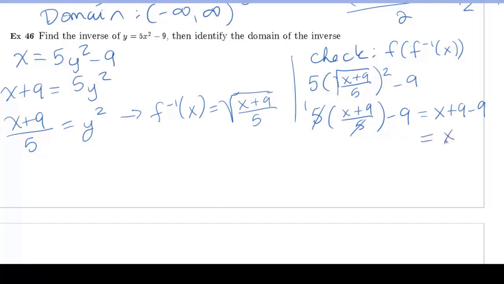Like I said, you can do it the other way. You would see the same thing if you plug that in. It's actually not too bad. You just end up with the square root of x squared, which ends up being x.